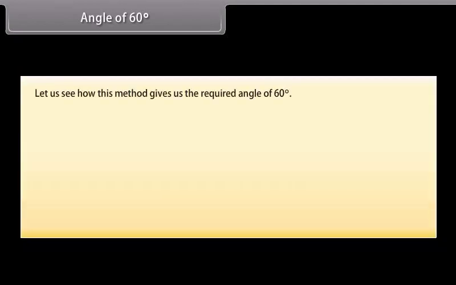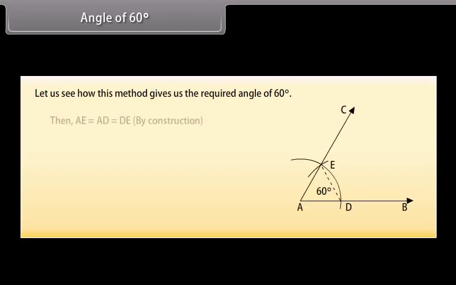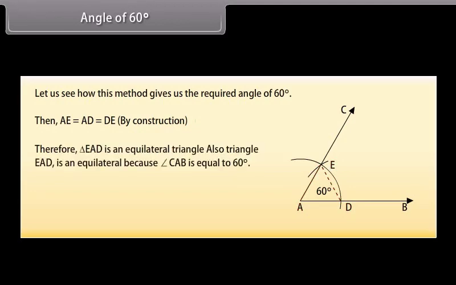Now let us see how this method gives us the required angle of 60 degrees. Join DE. Then, by construction, AE is equal to AD, which equals DE. And therefore, triangle EAD is an equilateral triangle. Also, triangle EAD is equilateral because angle CAB is equal to 60 degrees.